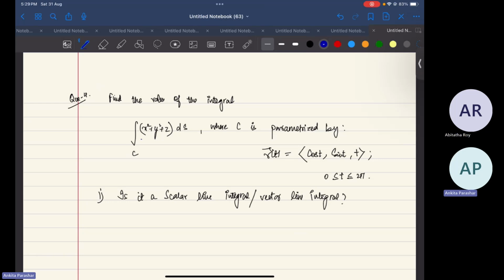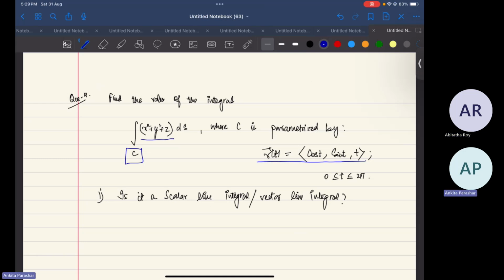So here is my surface, and I have to find the line integral over the curve C, where the curve C is parameterized by these parameters. Is it a scalar line integral or a vector line integral? This is the first question. Then we'll find the value of the integral. It's a vector line integral.